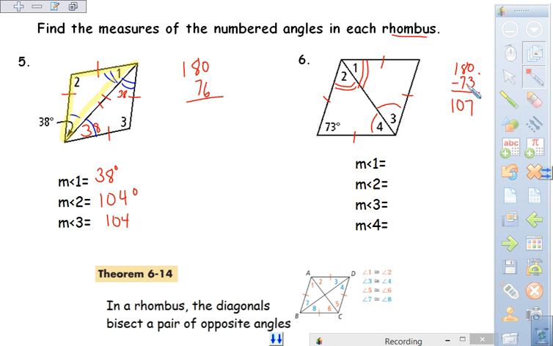So I'm going to do 180 minus 73 is 107. So I have to divide that 107 into 2 equal parts. So I get 53.5. So 2 and 4 are going to be 53.5.